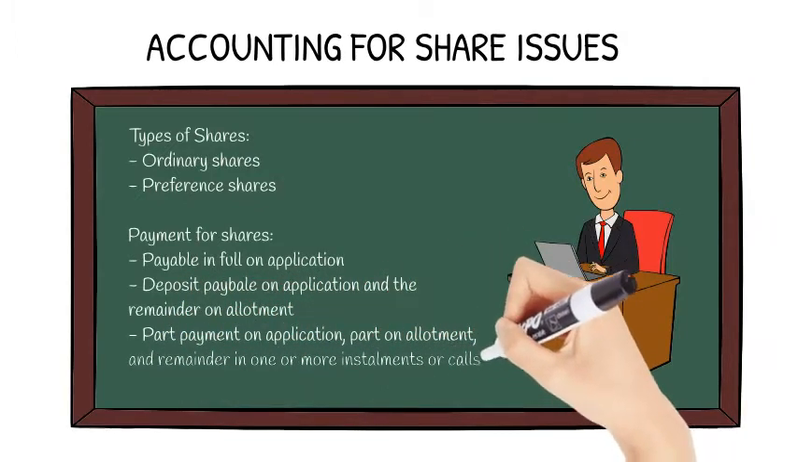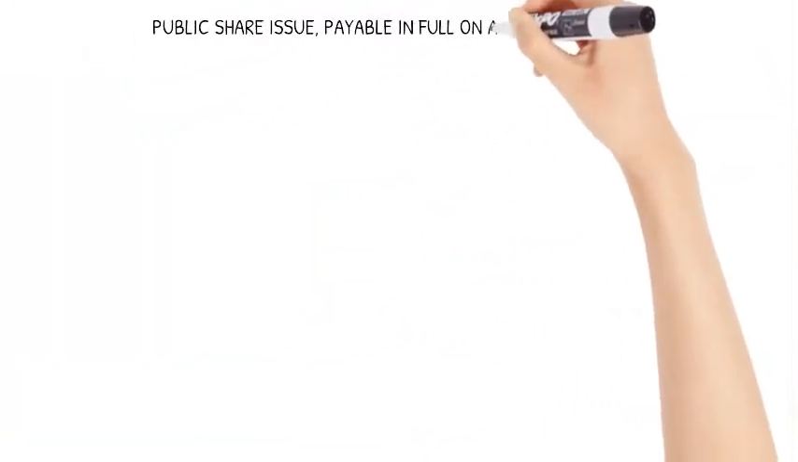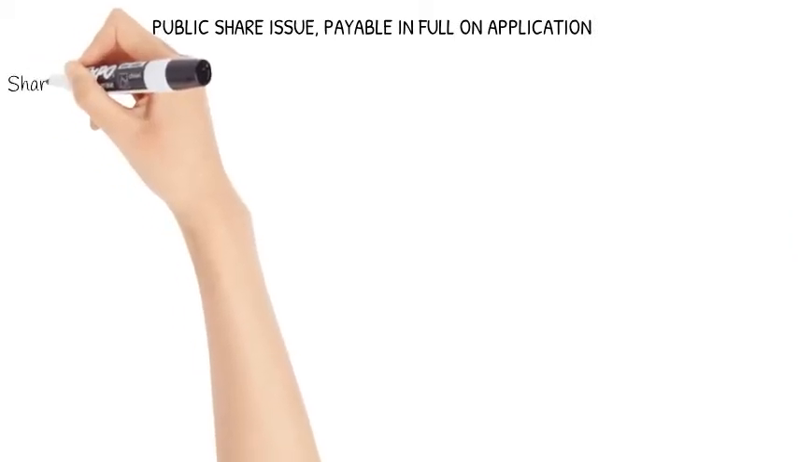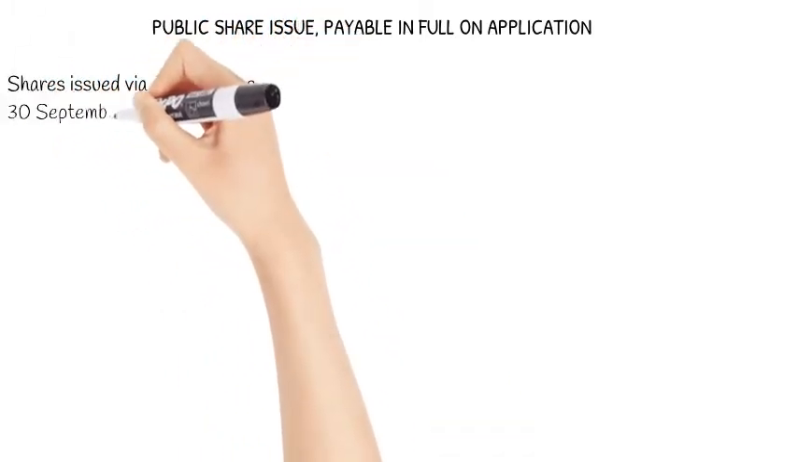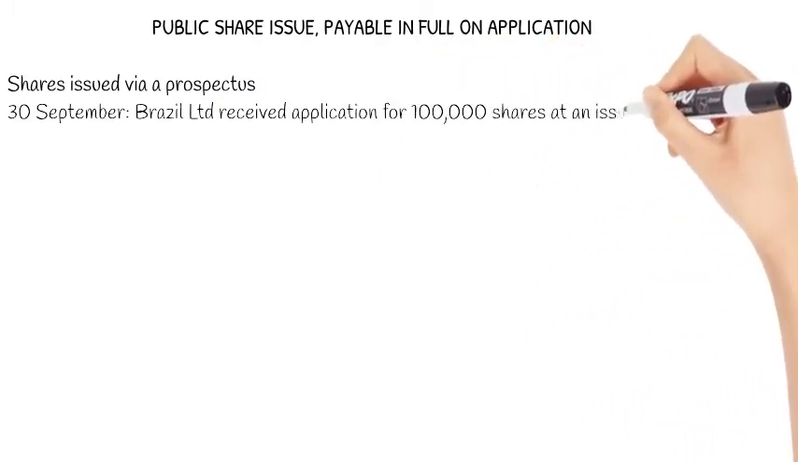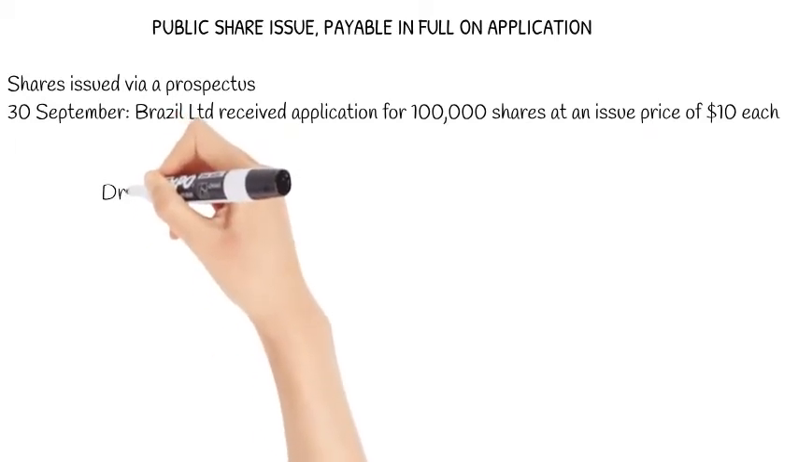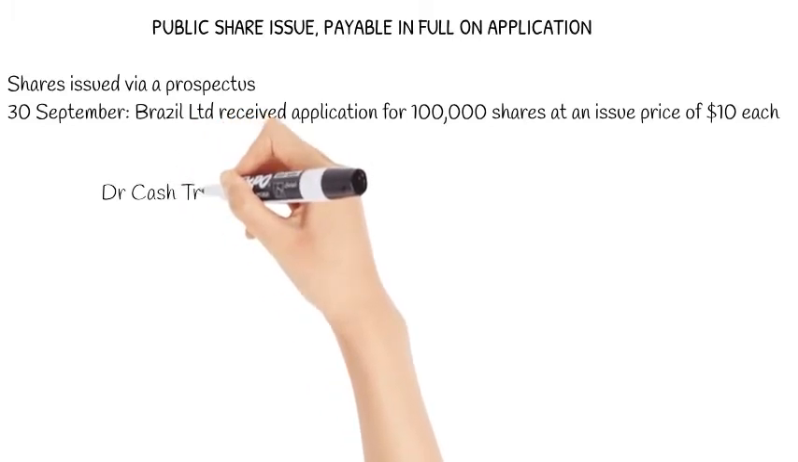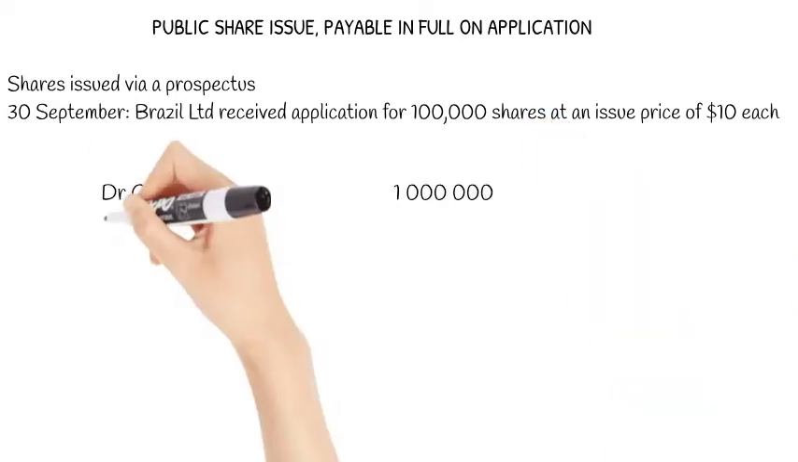Now let's look at this example where Brazil Limited issues shares via a prospectus, and shares are payable in full on application. That means all the monies have to be sent in together with the application. So money is received on 30th of September for 100,000 shares at $10 each. I'm going to show you the first journal entry to account for this transaction. When money is received, we can't use the money yet. The money will go into the cash trust account, which is similar to an asset account. Then we credit our application account.